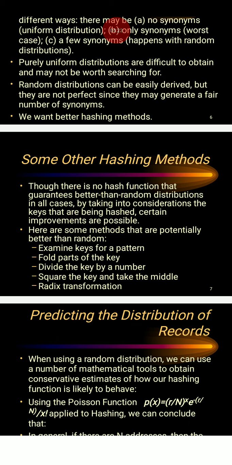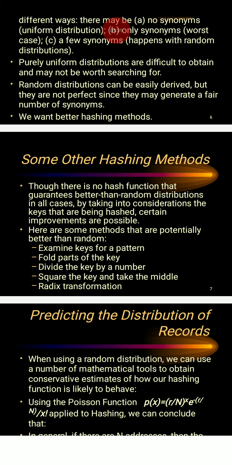So the first one is what? Examine a key for a pattern. For example, based on that we can generate keys where every key value is unique, then it is important. For example, a student ID value is not the same everywhere, so we cannot have a collision. That is one method.